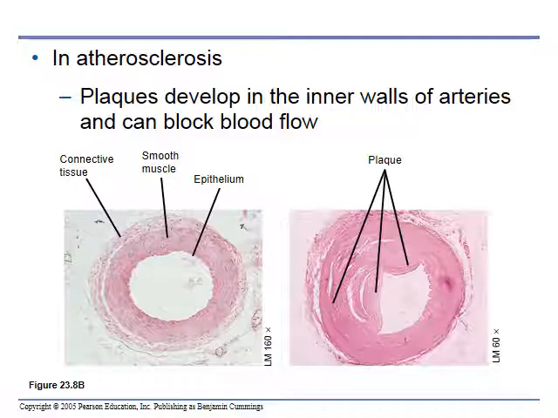Ways of preventing it would be a healthy diet and exercise, keep your blood pressure reasonable, all that kind of stuff will help prevent plaque buildup.